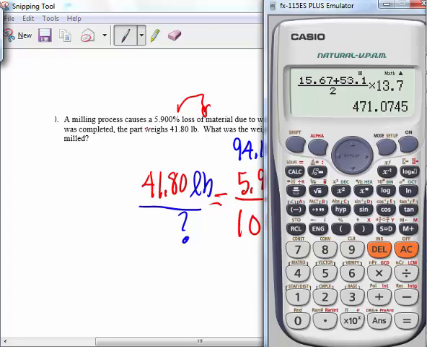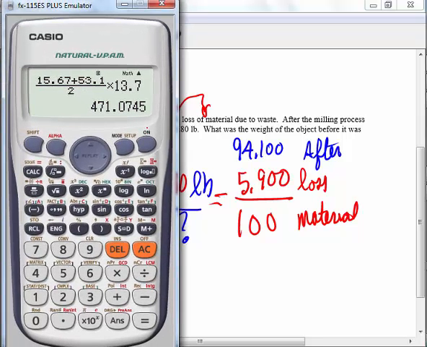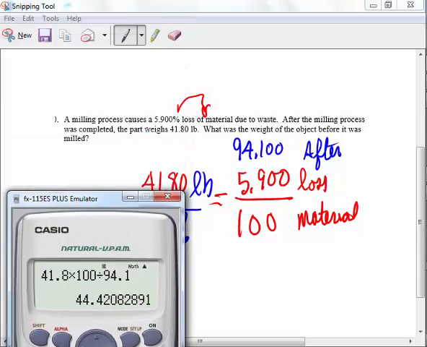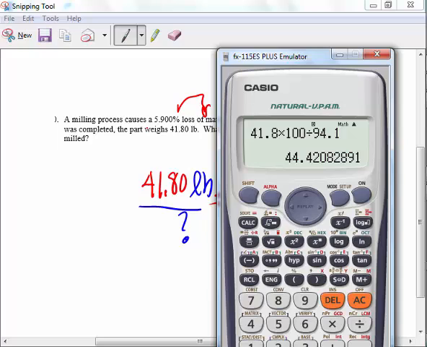So we've got to cross multiply. 41.8 times 100 divided by 94.1 is 44.42 pounds.